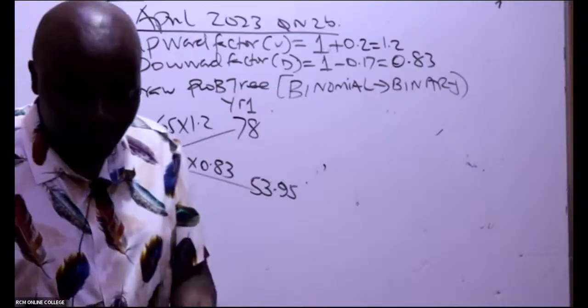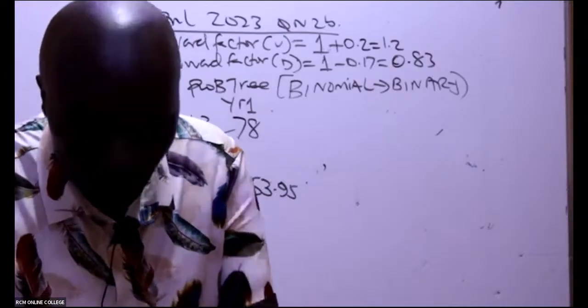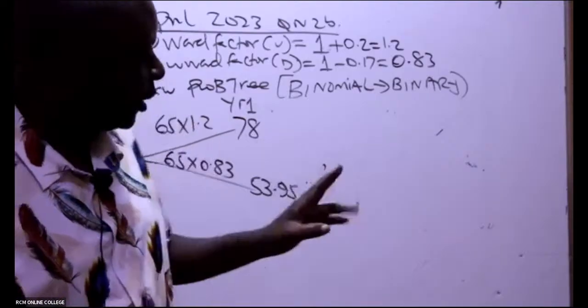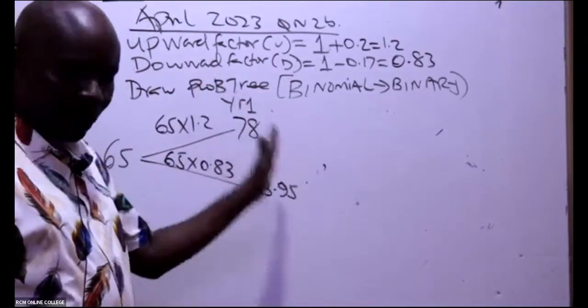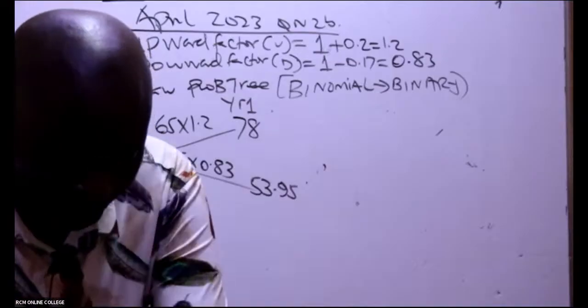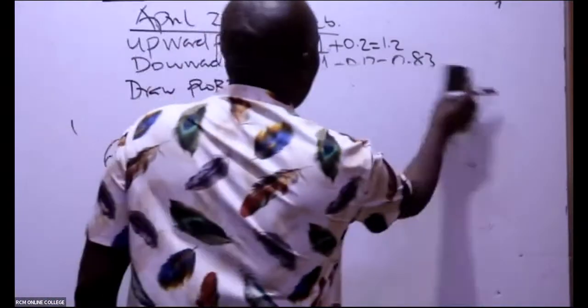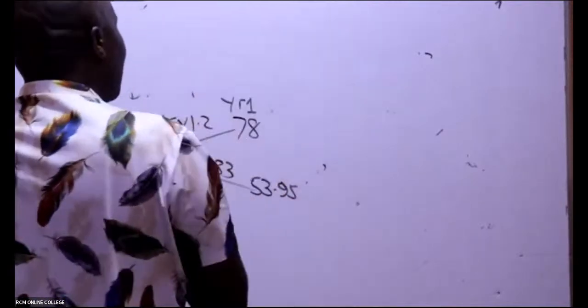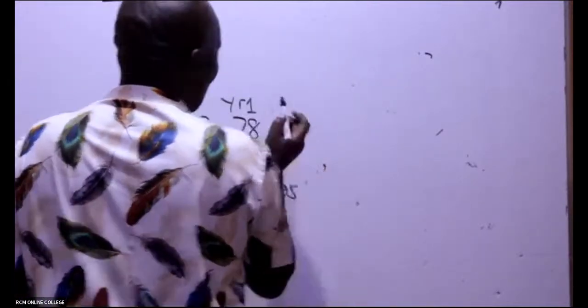Remember, they have told us to use what here? Two periods, to use 2 periods. So this is period 1. Then now we go to period number 2. So period number 2, how does this behave? In period number 2, there are 2 possibilities.